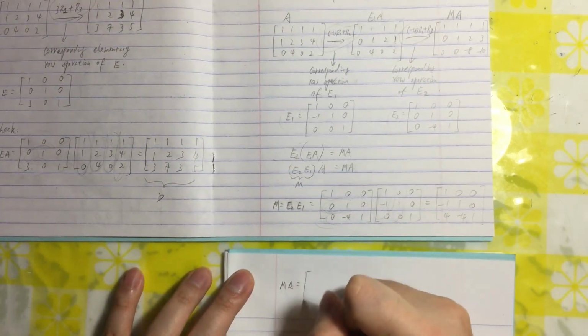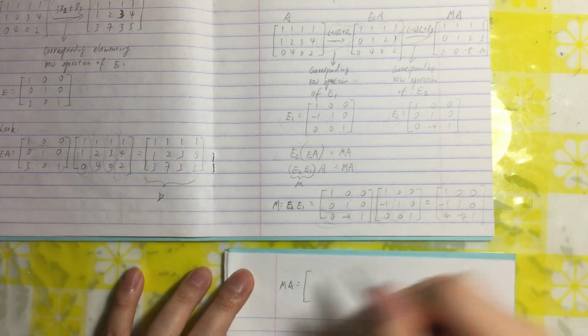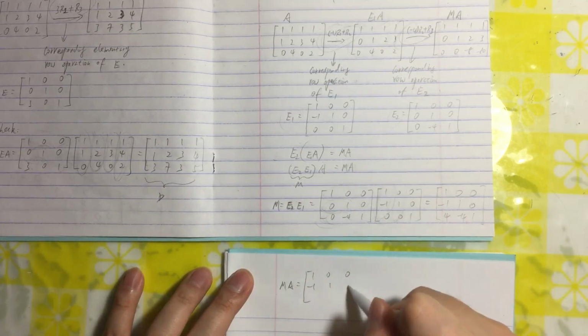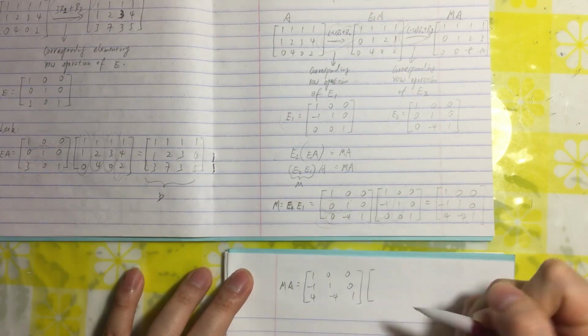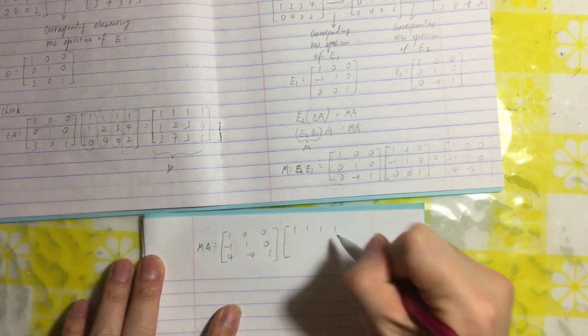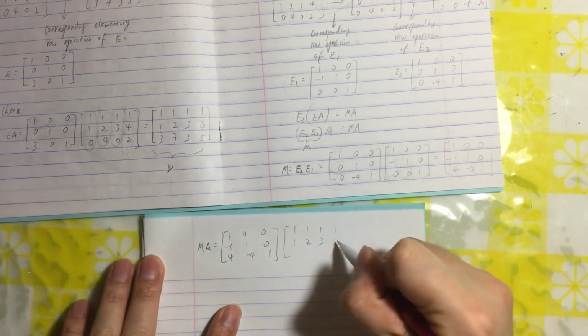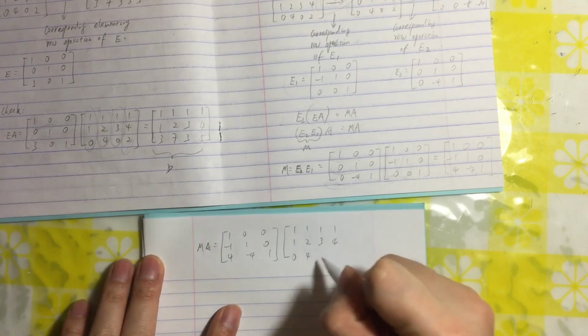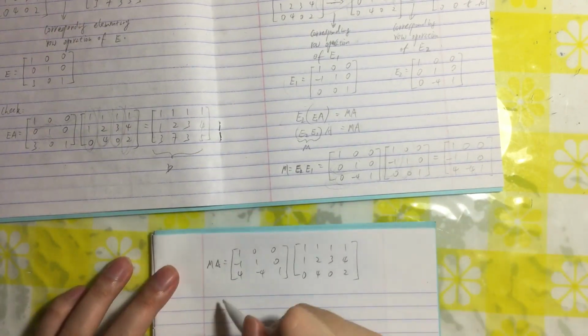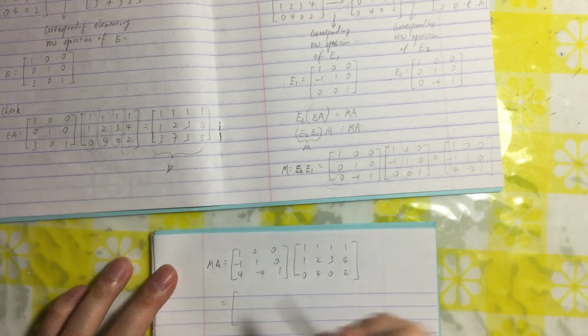M times A. M is the matrix 1, 0, 0, negative 1, 1, 0, 4, negative 4, 1. Matrix A is 1, 1, 1, 1, 1, 2, 3, 4, 0, 4, 0, 2. Let's multiply. Row times column.